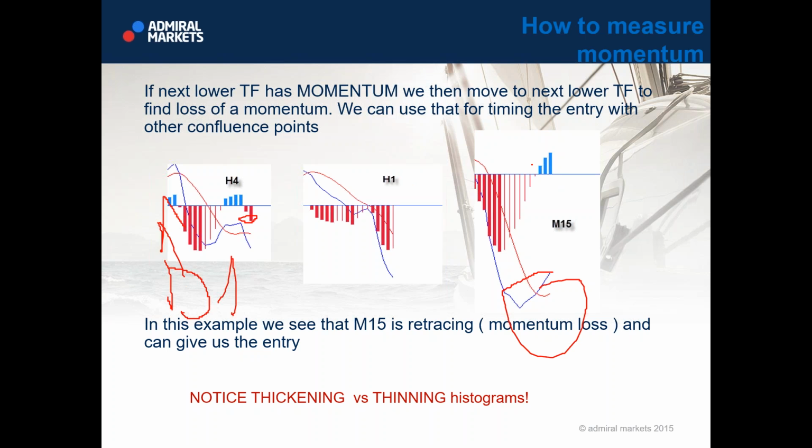A loss of momentum is indicated by this. The signal line is crossed and you will see thick histograms to the upside. So M15 has a retracement, and you want to sell on retracement, guys. So you want to sell at the top of the channel. Now, what does that mean in charting terms?